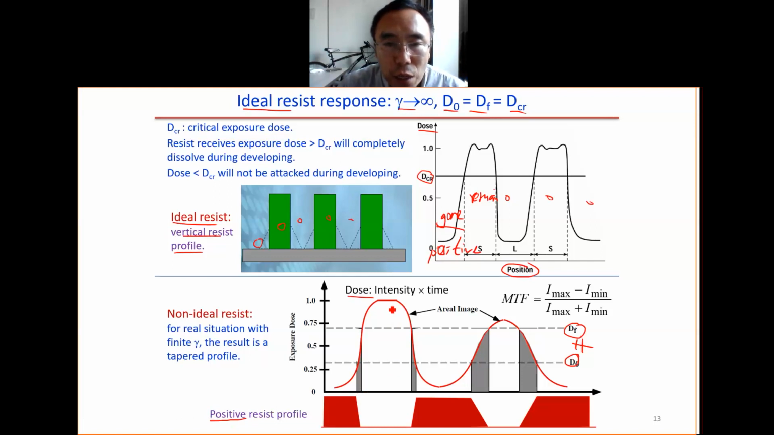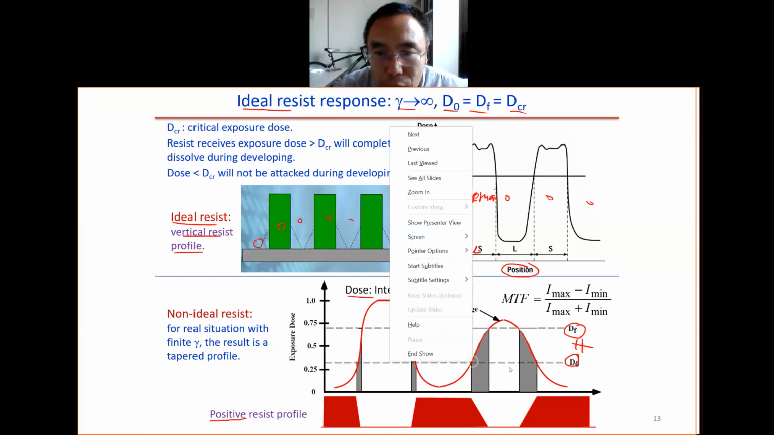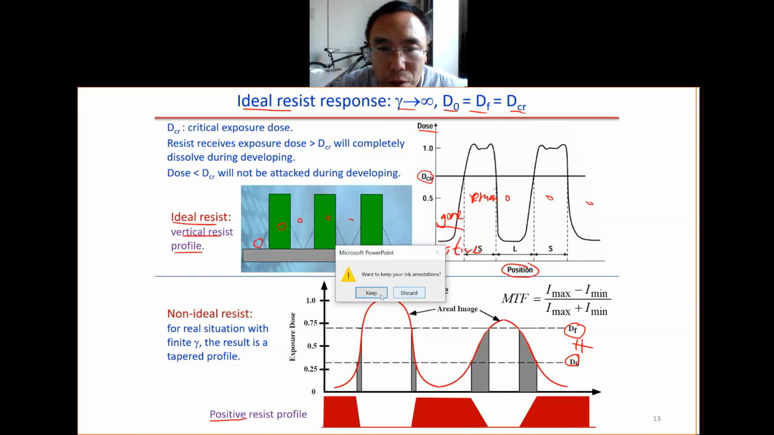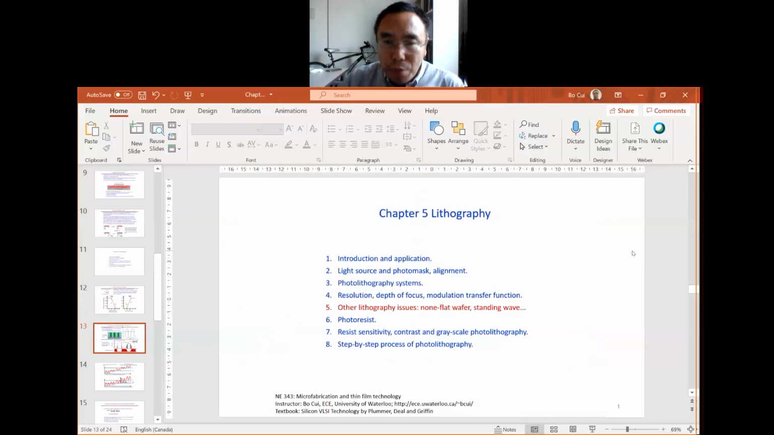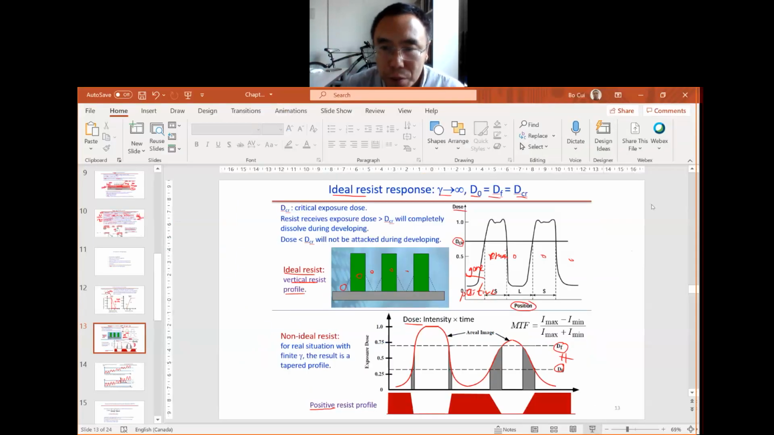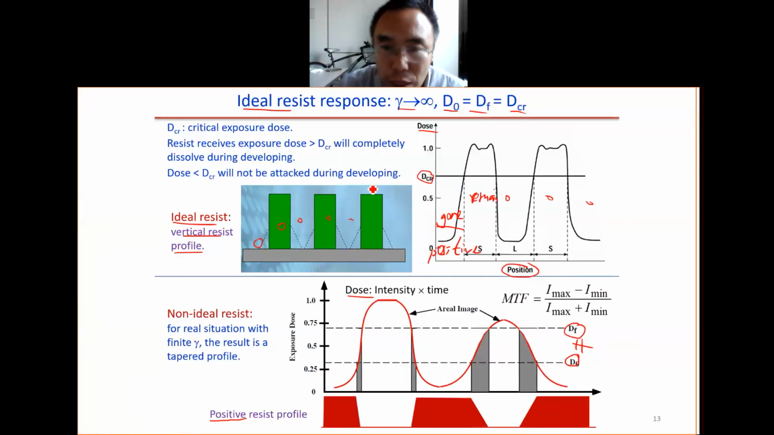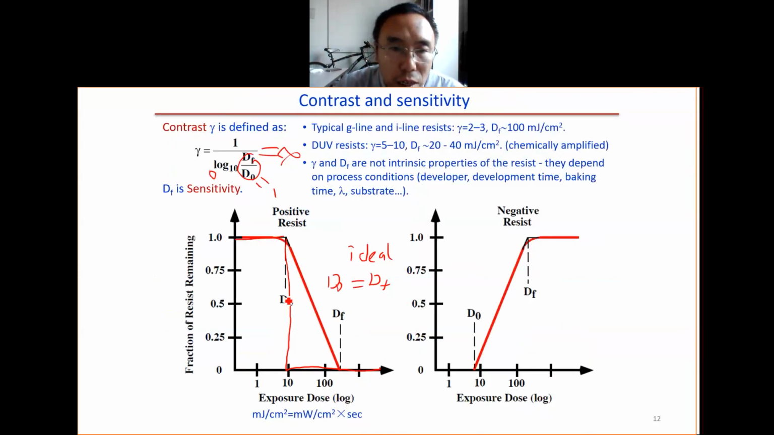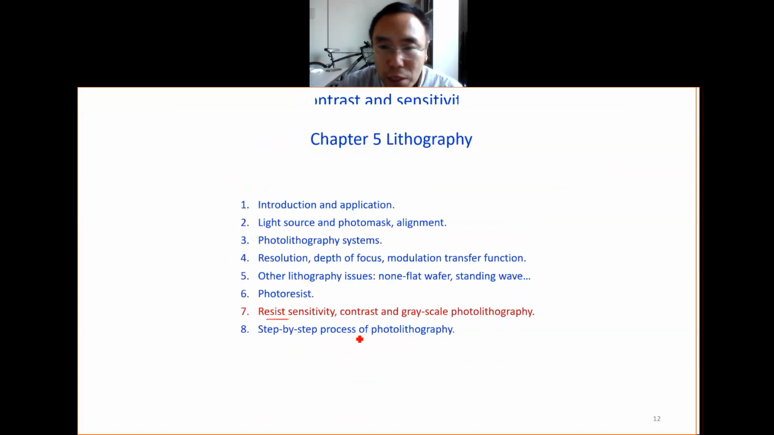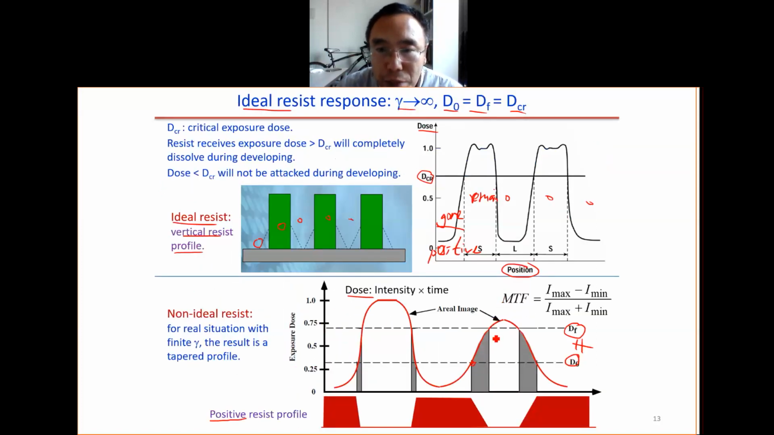So this one is high dose, so it is gone. Here the same thing. So here, at this point, we have the d0. So d0 is the turning point to start to develop, and it fully develops until df. So at this point it starts to develop and fully develops here.